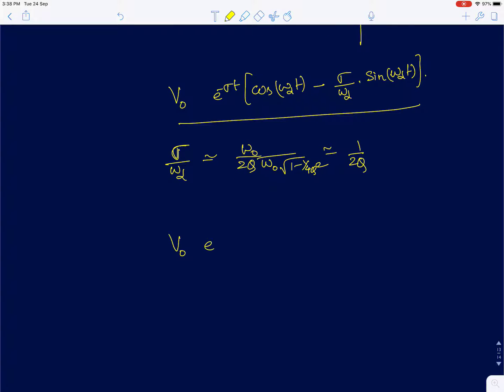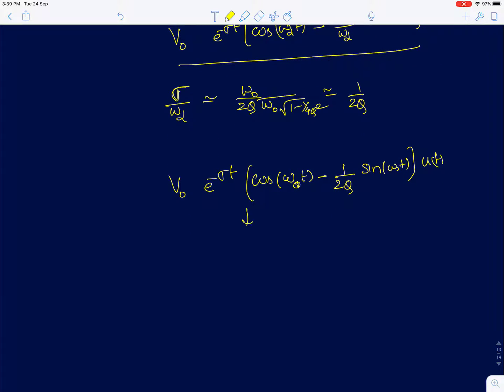So the expression is actually V naught, there is a u of t multiplied here. I'll come back to the expression, this can be written as e power minus sigma t into cos of omega d t. I'll approximate omega d to omega naught for large values of Q, minus 1 by 2Q into sine omega naught t, into u of t. Again this term can be further reduced, so you'll actually have e power minus sigma t into cos of omega naught t plus phi.